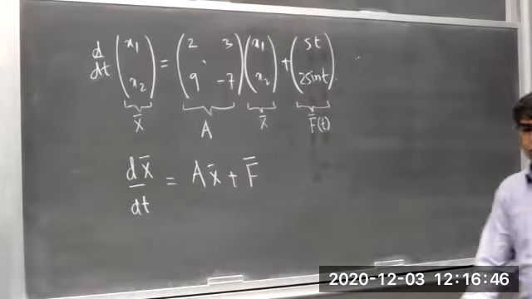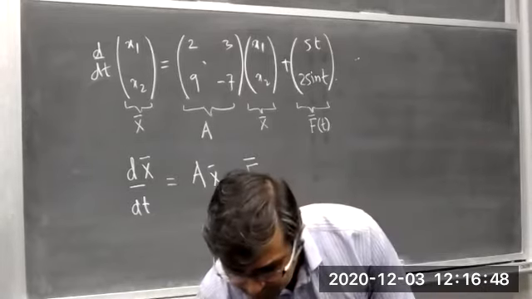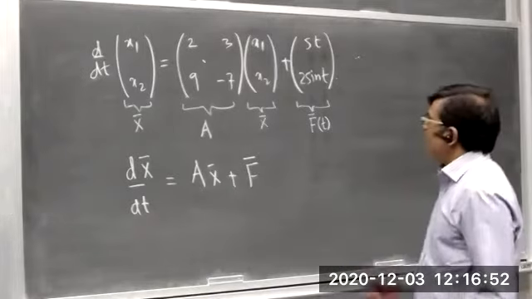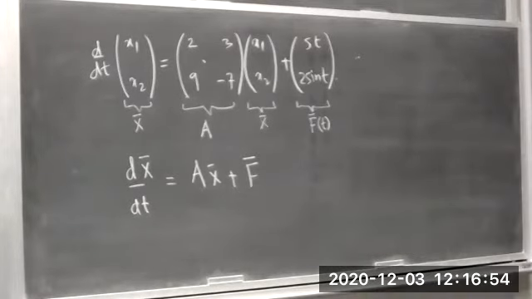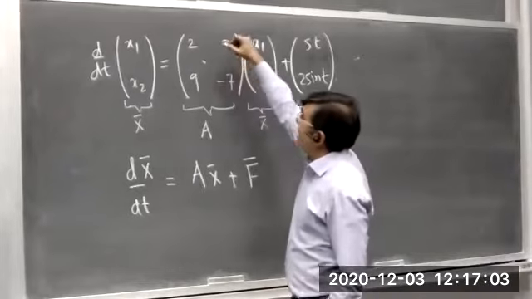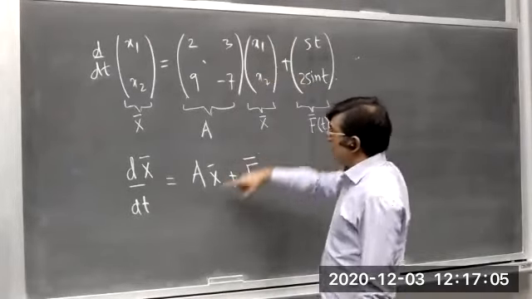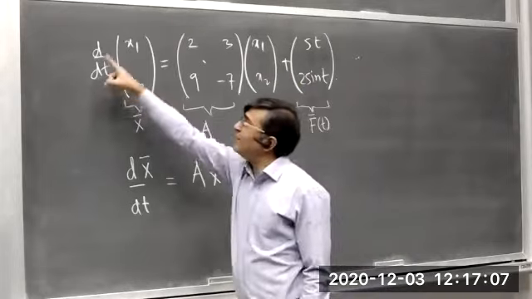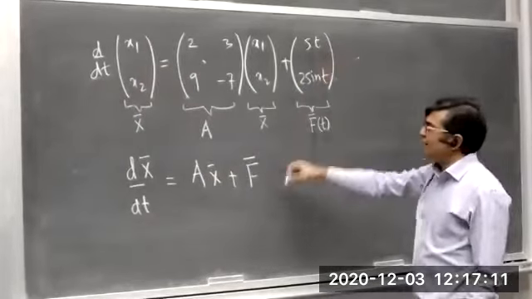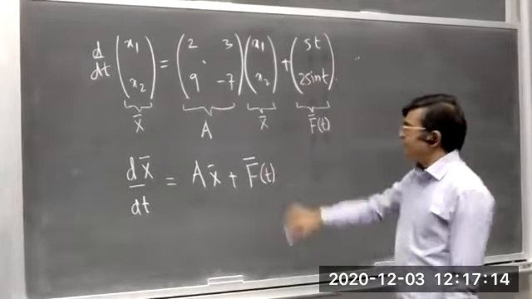So in short, we can write that linear system into this form. I hope you get it. If you have any questions, you can ask me. Where A is this matrix, this x1, x2 is the x vector, and d by dt of x vector, and this is your f vector, which is basically a function of t.